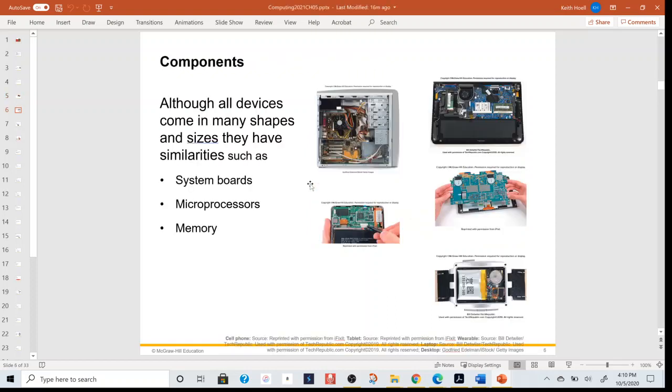Now, devices come in many shapes and sizes, and they all are very similar to one another. They all have system boards, they have microprocessors, and they have memory. Right? So a system board, if you looked inside your laptop or your desktop computer, you would see a circuit board. All right, and it looks like this. All right, or like this. Right? This is the inside. This is the system circuit board of a laptop computer. This is the circuit board of a desktop computer, and even a cell phone like this has a circuit board.